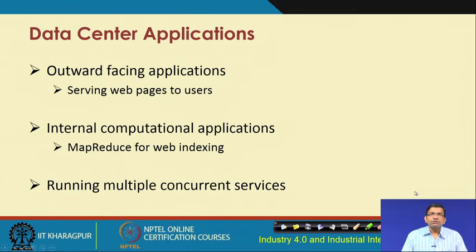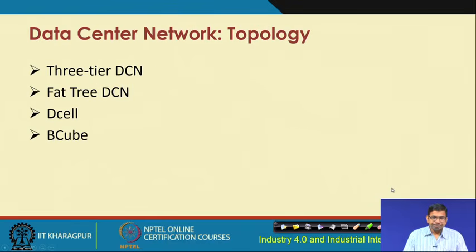There are different applications of data centers: serving outward facing applications such as serving web pages to users, internal computational applications such as the use of MapReduce for web indexing, running multiple concurrent services, and many more. These are some of the different applications of data centers and data center networks.